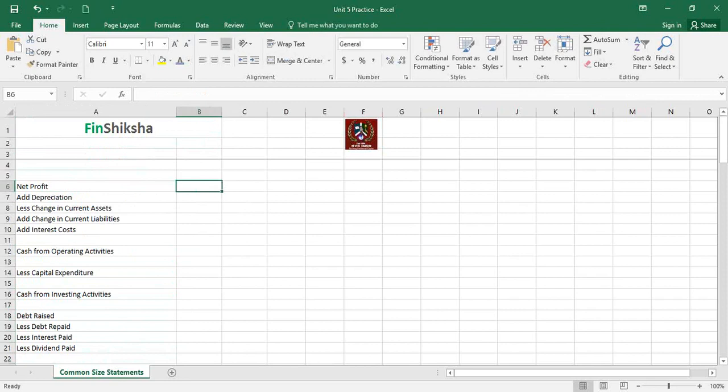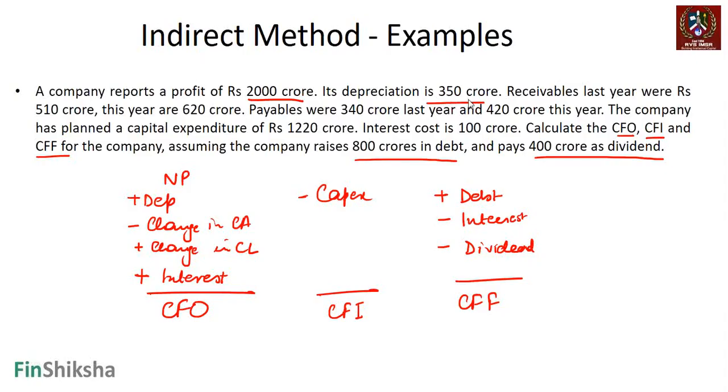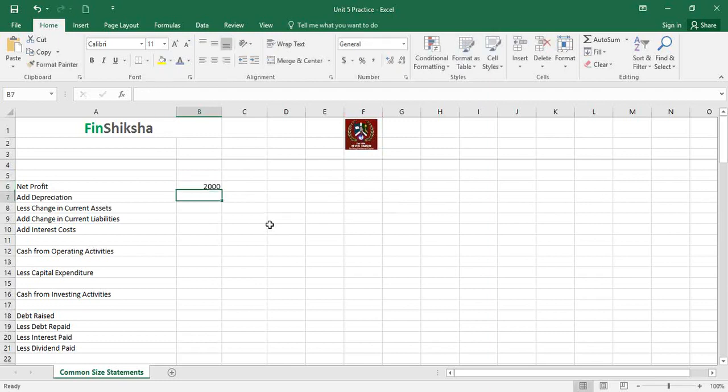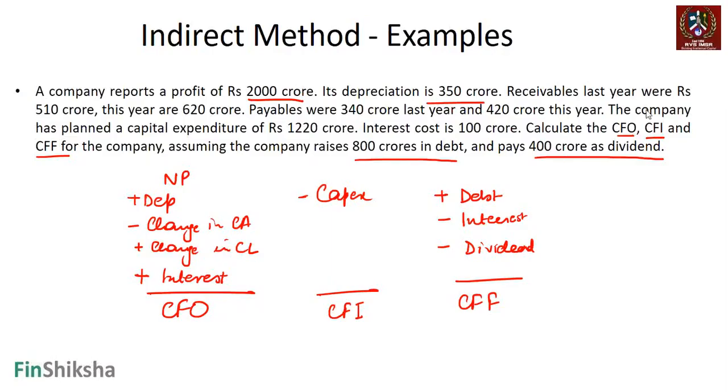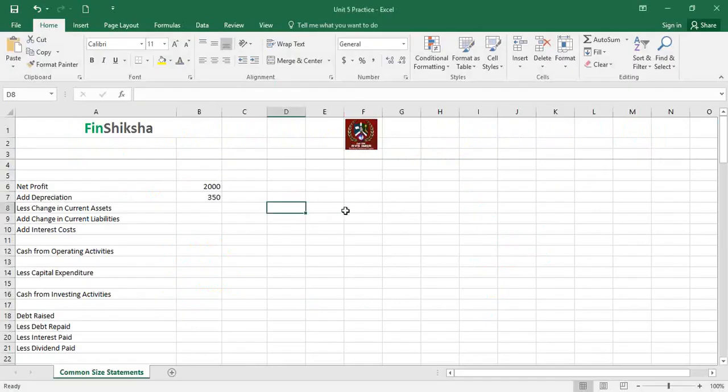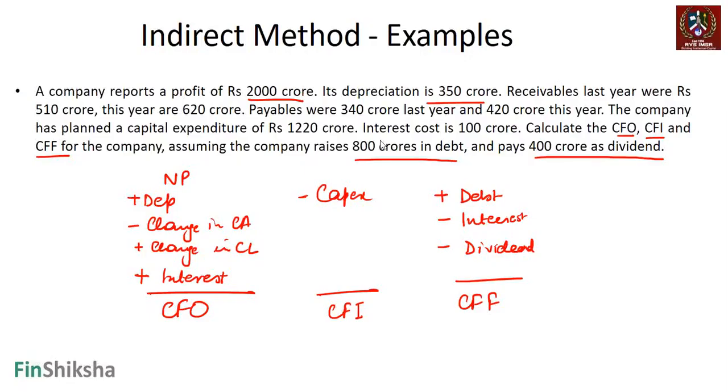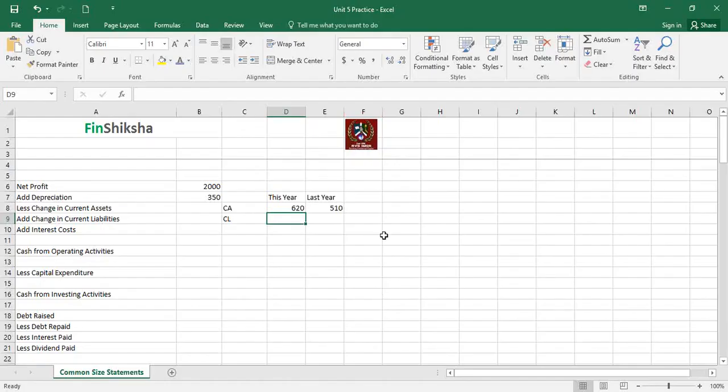What's the net profit number? We started with 2000 crore, depreciation of 350 crores. So we put in 2000 here, depreciation is 350, correct? Change in current assets. What are the current assets? Current assets, receivables last year were 510, this year are 620. So 620 is this year, and this is, remember, current assets and current liabilities. And last was 510 last year. And similarly, current liabilities, payables were 340 last year and 420 this year. So 420 this year, 340 last year.